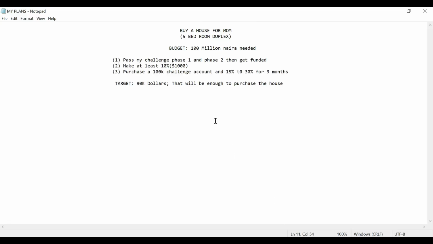So here is the plan. I want to buy a house for my mom, and that house is going to be a 5-bedroom duplex or more, but at least what I'm looking at having is a 5-bedroom duplex, and the budget to acquire that property is going to be at least 100 million naira. With 100 million naira, I believe that I can get a house, get it furnished properly, and that is what I'm going to be needing.